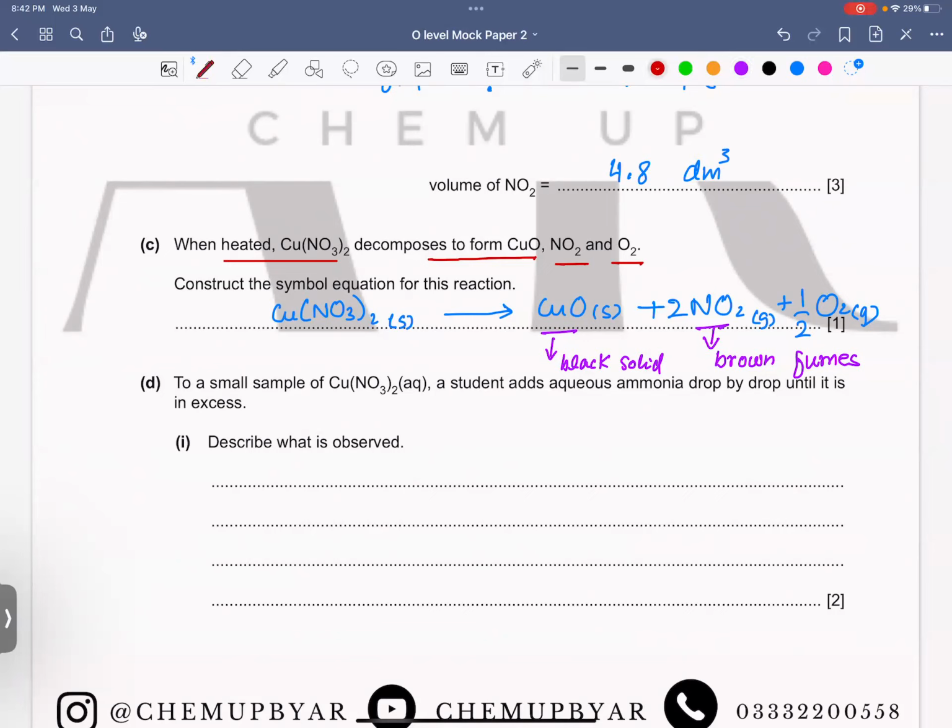Actually, this equation is normally asked in AS level, and the observation is there as well. But they have asked you in the O levels, that's why they have provided you the reactant and the products, and you just need to balance the equation. In AS level, they just ask you to write the decomposition equation for copper nitrate when it is heated. That's it. So you have to remember in A levels that when we decompose a metal nitrate, we are going to get a metal oxide, nitrogen dioxide gas and oxygen gas as well.